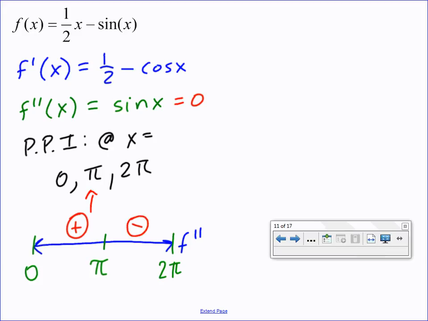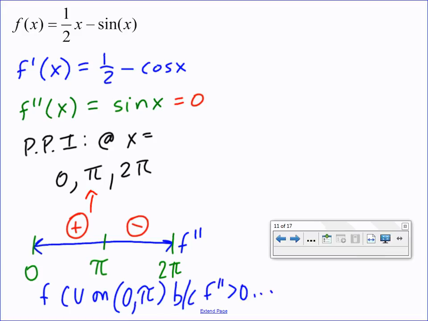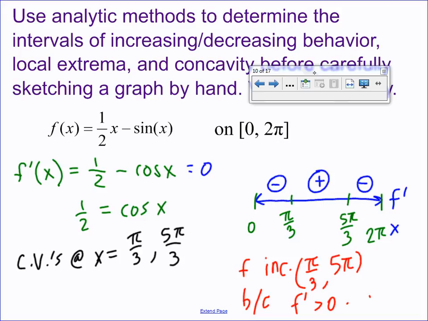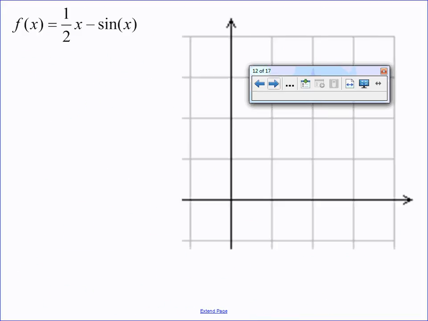So I've got concave up on 0 to pi because f double prime is positive, dot dot dot, concave down, dot dot dot. What do we need? We need some points on our original. So x comma f of x. We're going to include our critical values. We're going to include our endpoint values. We're going to determine our local extremes and our point of inflection values.